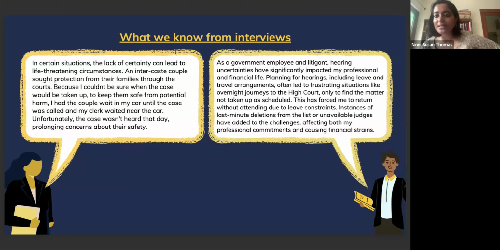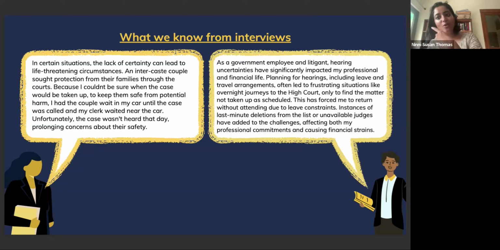where there was an intercaste couple and a protection order that he had to seek before the High Court. And he spent the whole day waiting outside the High Court with the couple in his car. He put his driver in the car and waited with them, because they were very worried that family members would hurt them outside, and the matter didn't come up.